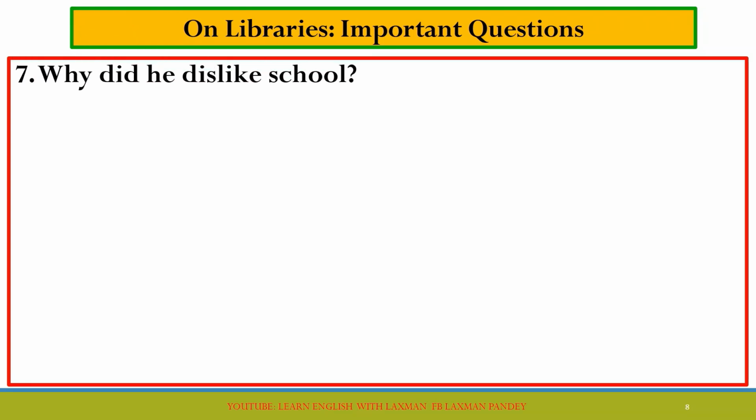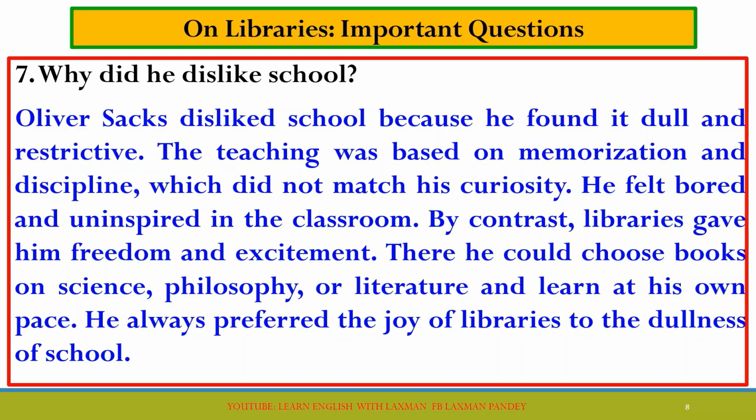Why did he dislike school? Oliver Sacks disliked school because he found it dull and restrictive. The teaching was based on memorization and discipline, which did not match his curiosity.